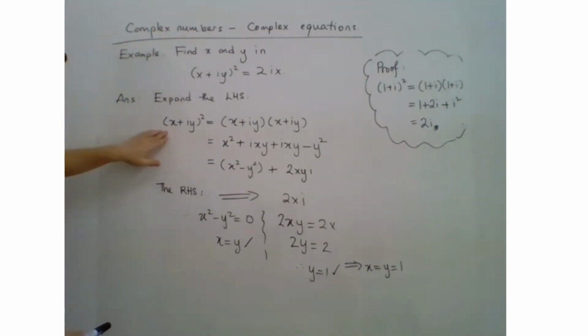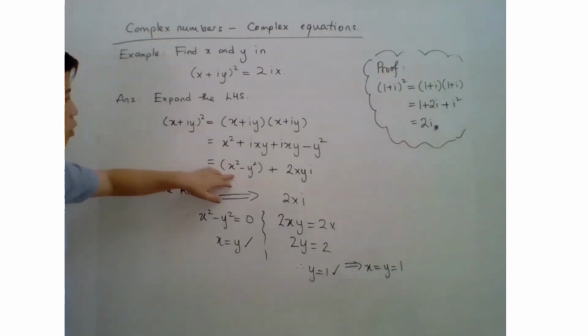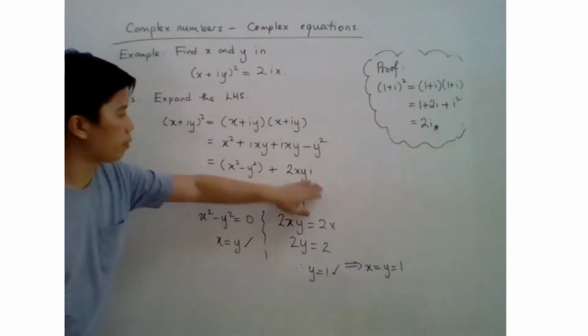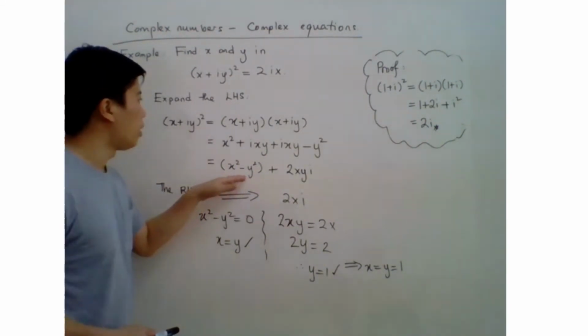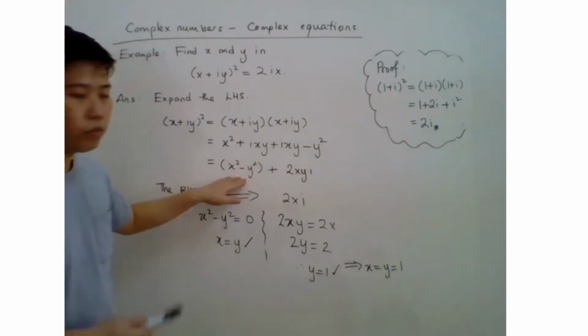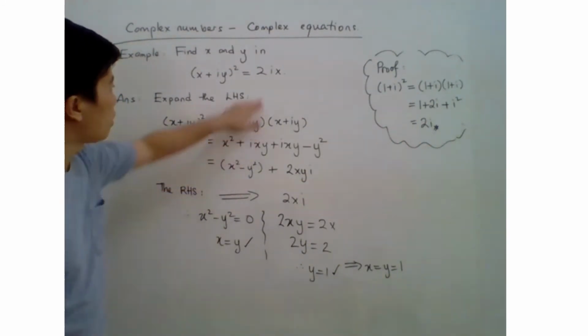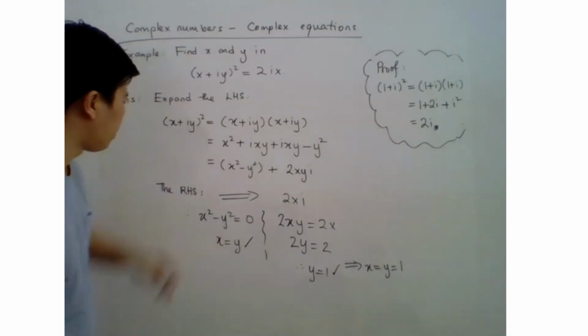So here you have x plus iy squared and you have to expand this. Be careful here, because you are multiplying x plus iy by x plus iy itself and not the conjugate. Okay, so if you expand this you are going to get x squared minus y squared plus 2xyi. So this is on the left hand side, and you need to compare this with the right hand side, where your right hand side is only 2xi.